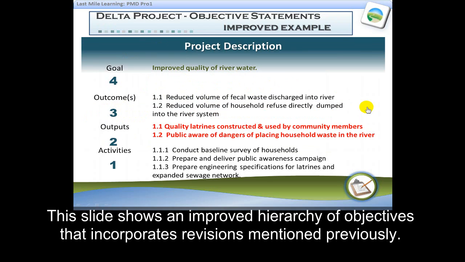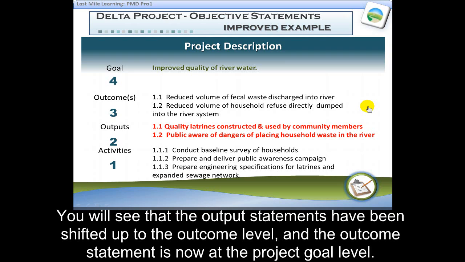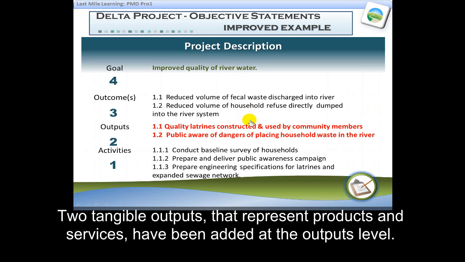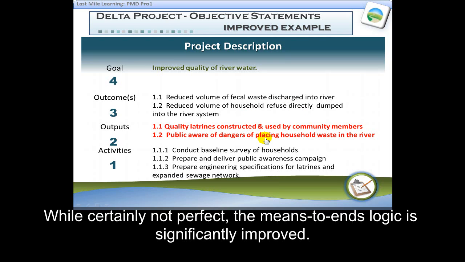This slide shows an improved hierarchy of objectives that incorporates revisions mentioned in the previous slide. You'll see that the output statements have been shifted up to the outcome level, and the outcome statement is now at the project goal level. 2 tangible outputs that represent products and services have been added at the outputs level. And while certainly not perfect, this means-to-end logic is significantly improved.